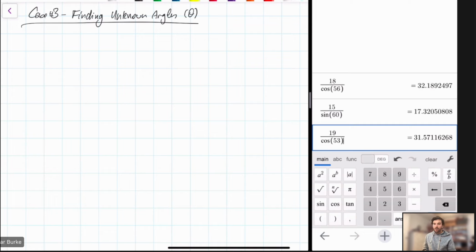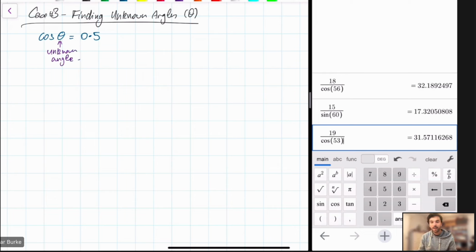So, in this case, we want to find unknown angles. Now let's just look at one scenario. If I've got cosine theta is equal to 0.5, I want to find what the unknown angle is. So we can see here that this is the unknown angle.